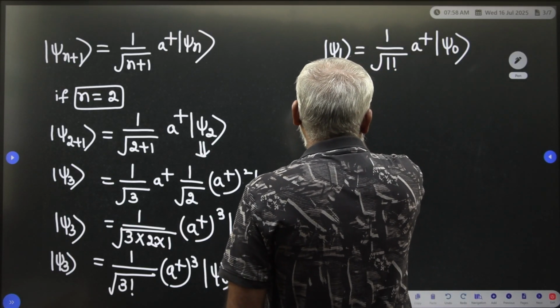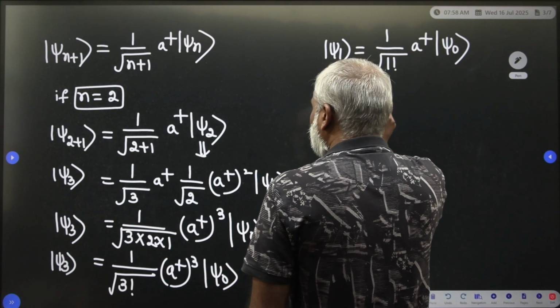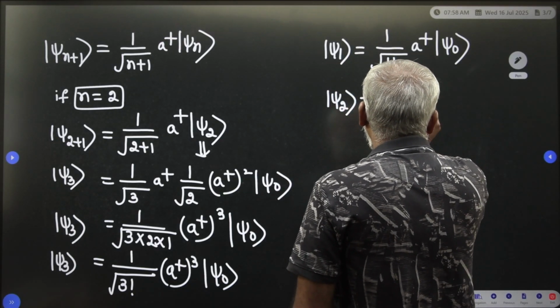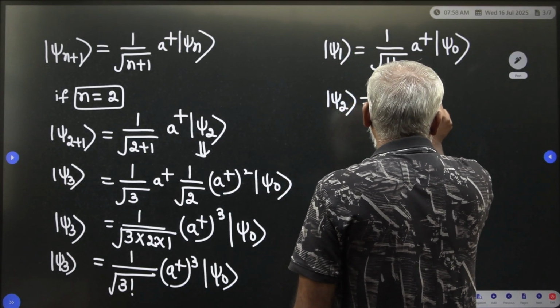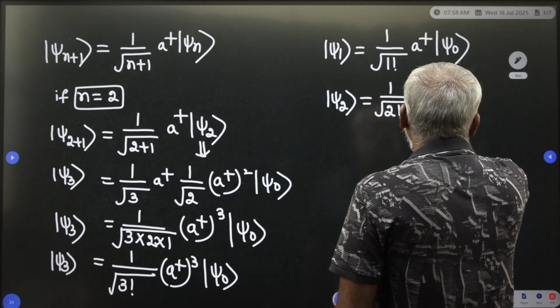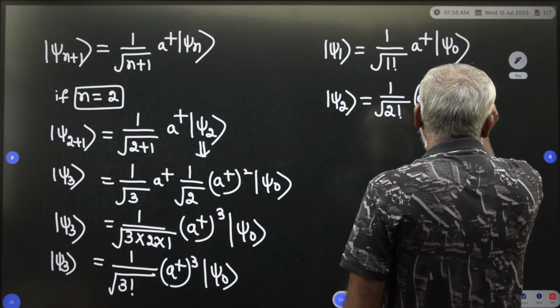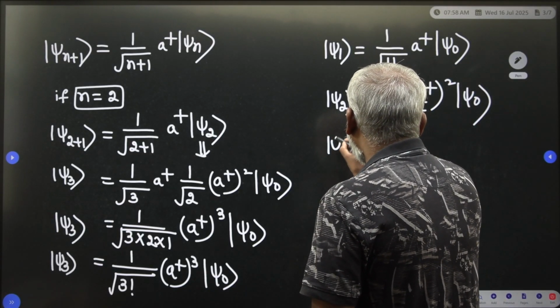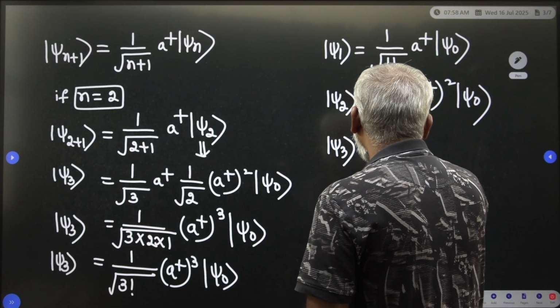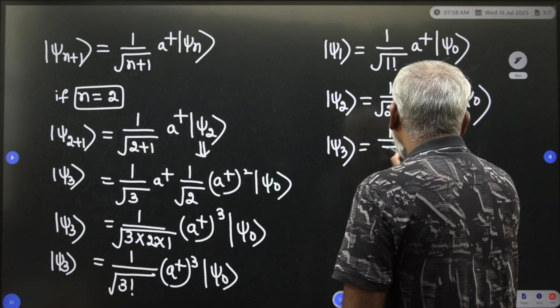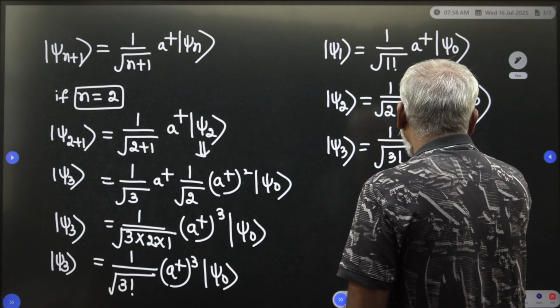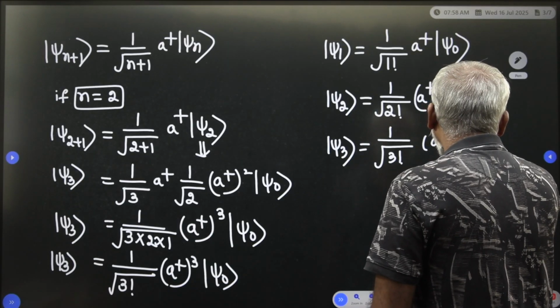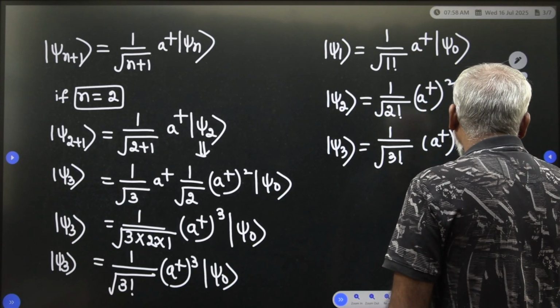So, |ψ₂⟩ is equal to, what is your ket psi 2? 1 by square root of 2 factorial into (a†)² into |ψ₀⟩. |ψ₃⟩ is equal to 1 by square root of 3 factorial into (a†)³ into |ψ₀⟩, correct?